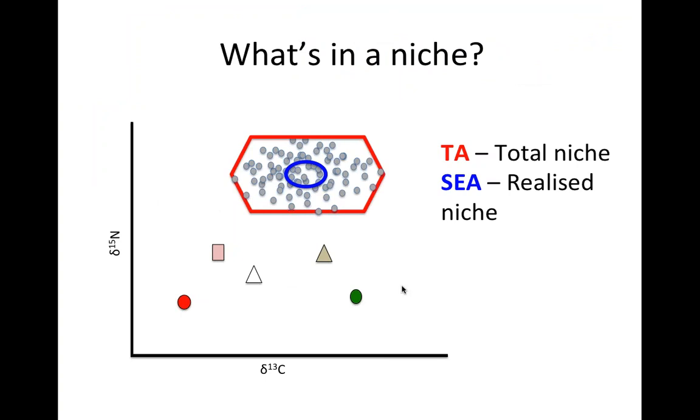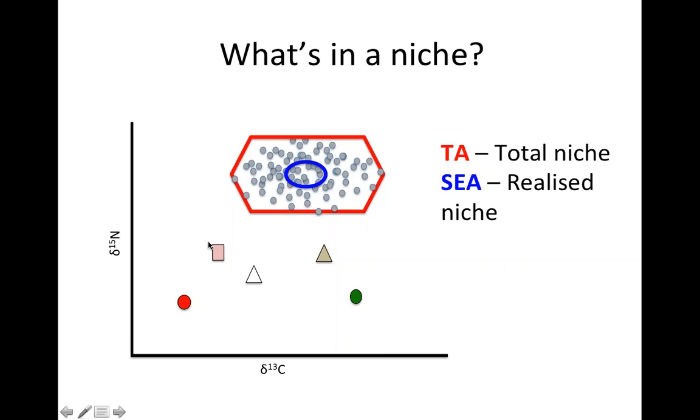So that leaves us with this. I've put this up. This is something that some people do. I don't like it, but because some people do it, I'll let you hear about it and you can make up your own mind. There's an idea at the moment that you can get a population, plot the total ellipse area, and then plot the standard ellipse, the SEAc or SEAb, the Bayesian version.